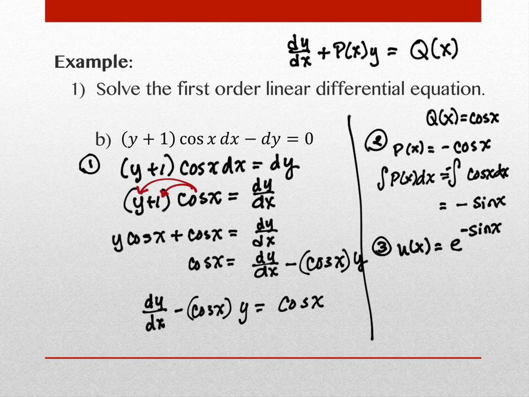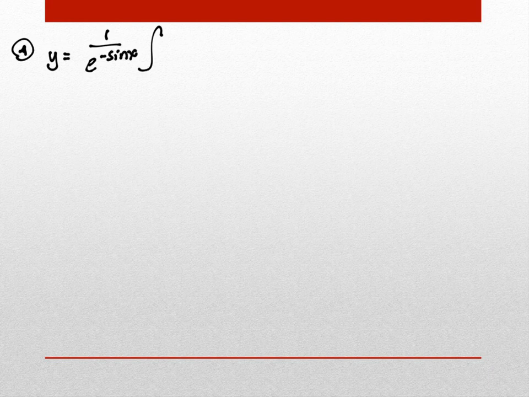Okay, I'm going to need more space on my next screen, so I'm going to flip back and forth for just a moment. We're on to step 4. Step 4 is to create the y equals. What does it look like? 1 over u of x, so u of x was e to the negative sine x. And then I have an integral of what? Cosine x times e to the negative sine x. Okay, and where did the cosine of x come from, Connor? Q of x. And then the other piece came from u of x. Very good.